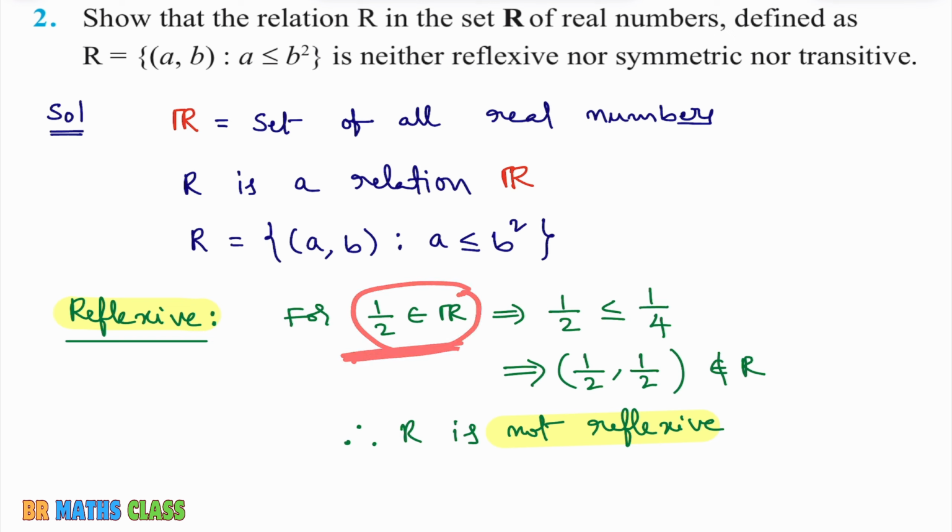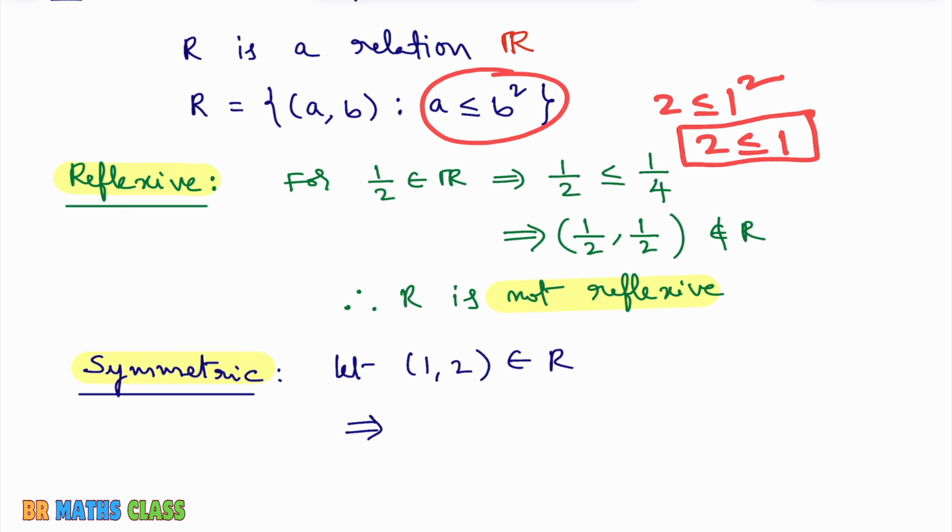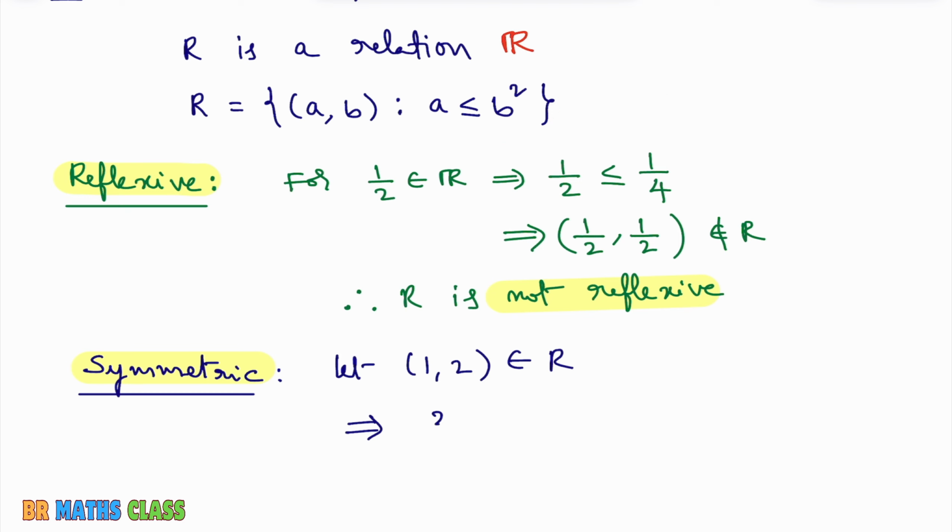Now what do I need to check? I need to check whether 2 comma 1 is there in the relation or not. 2 comma 1 is in this relation if 2 is less than or equal to 1 square, that means 2 is less than or equal to 1. You check, is it true? Is 2 less than 1? No. Is 2 equal to 1? No.